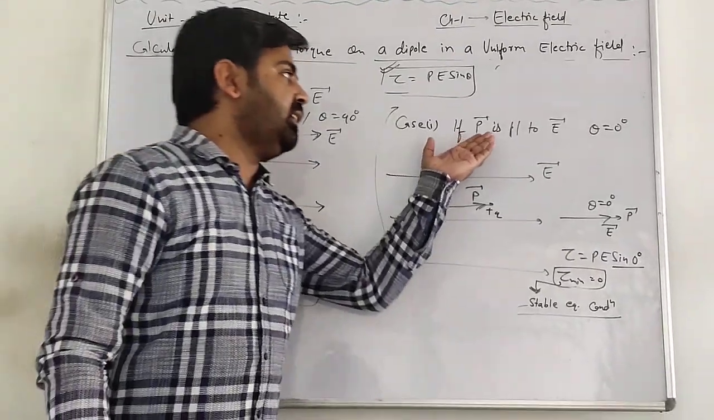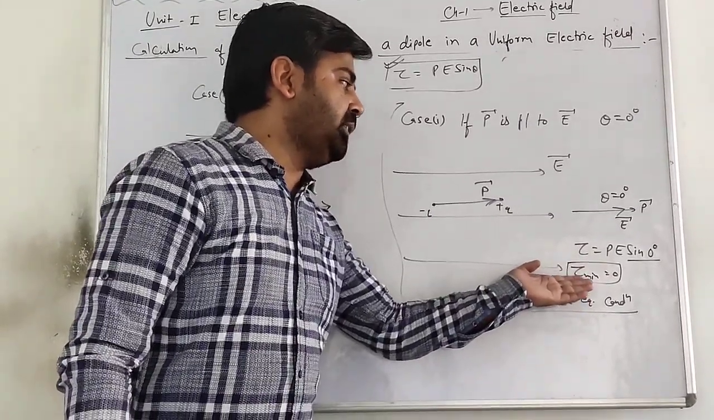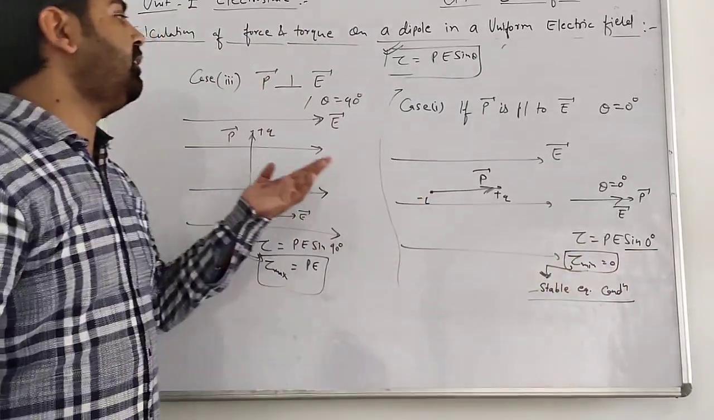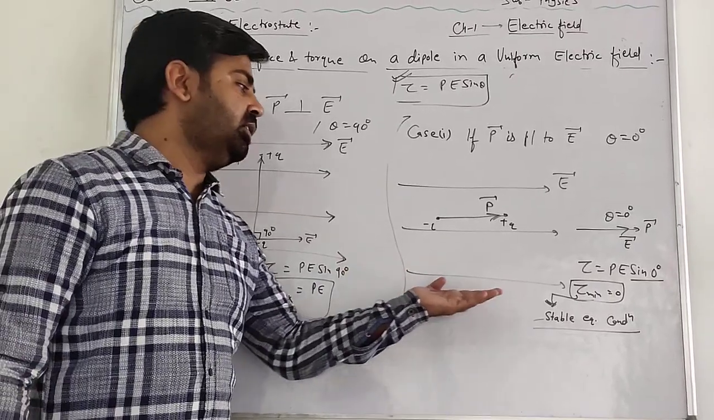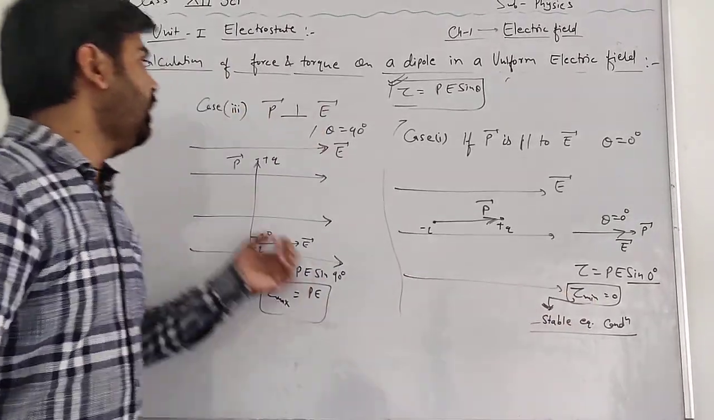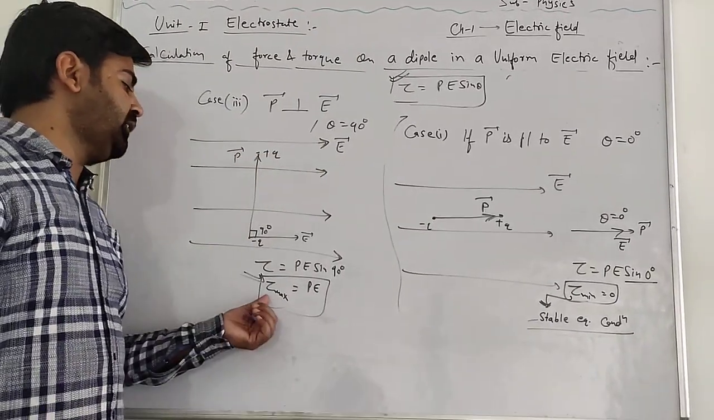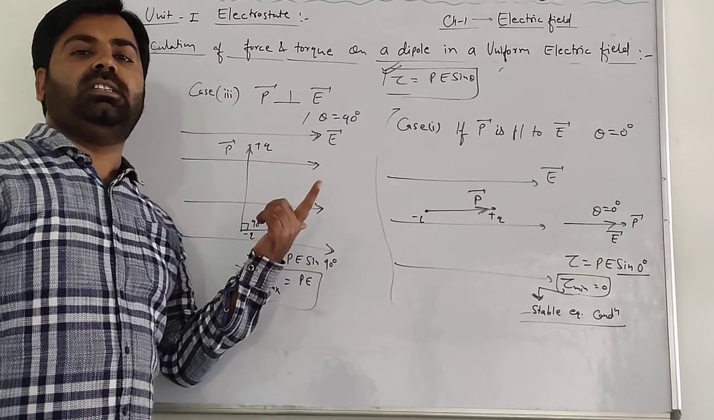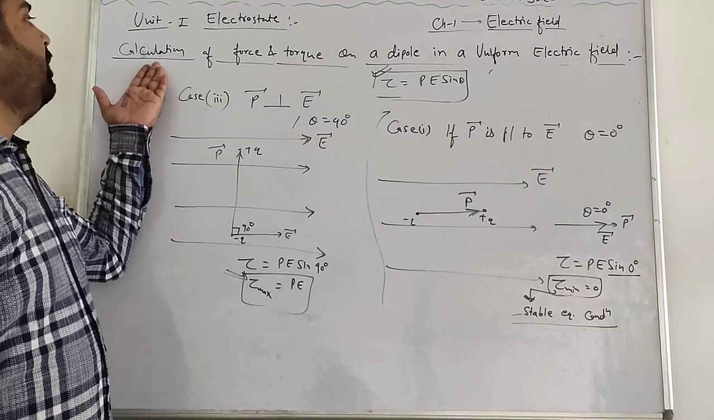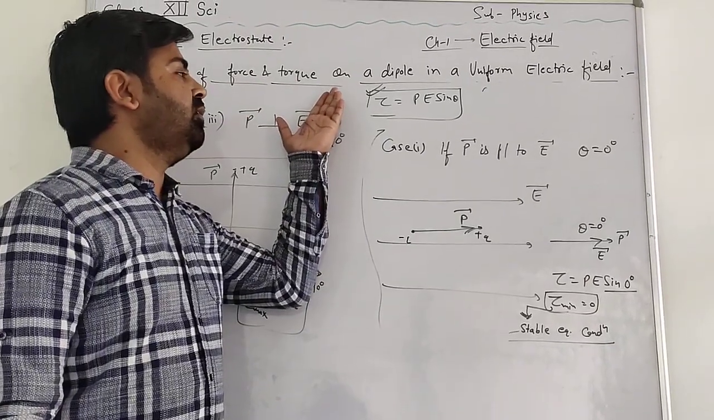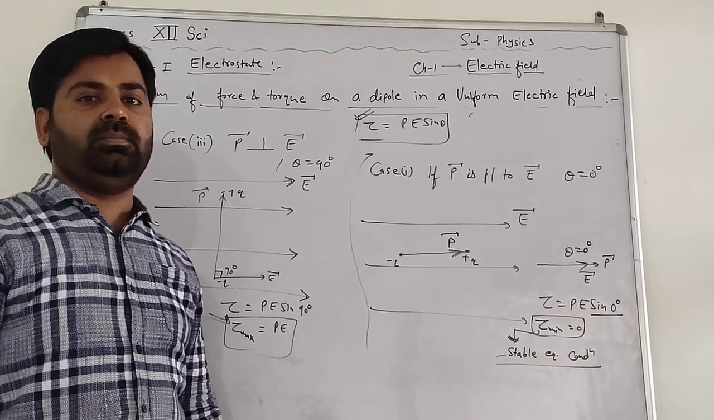In the first case, the P vector and E vector both are parallel, so we obtain the minimum value of tau, which is equal to 0. In its anti-parallel condition, we also obtain the minimum tau value, which gives 0. And at the perpendicular position of P vector and E vector, we obtain the maximum value of tau, which is PE. In this way, we derive the force and torque on a dipole which is placed in a uniform electric field.